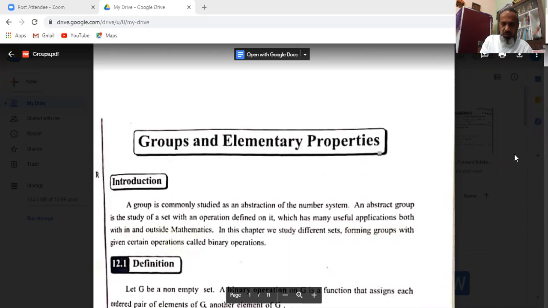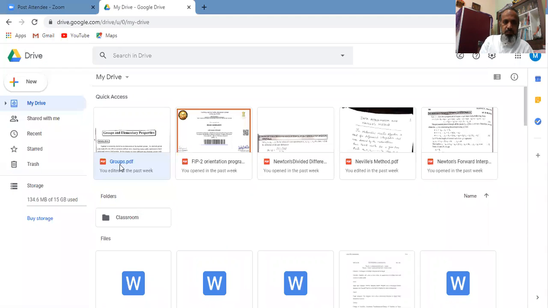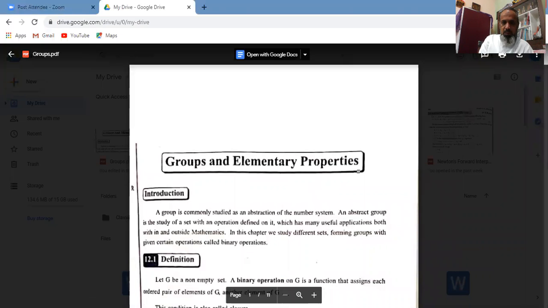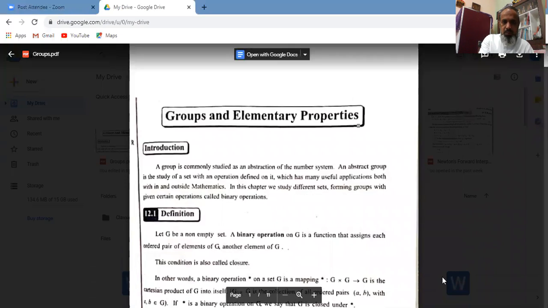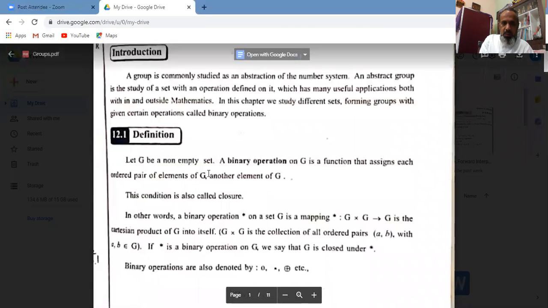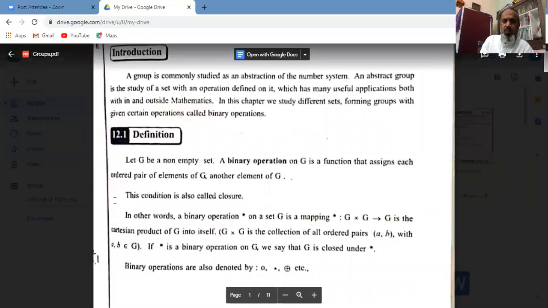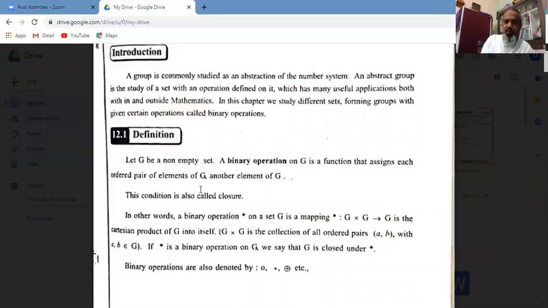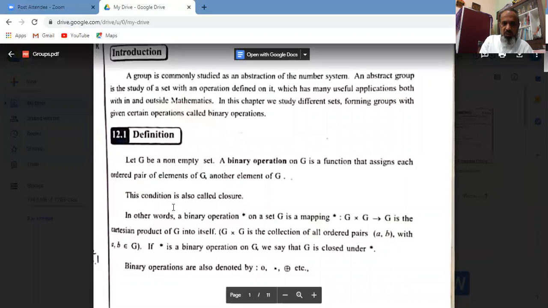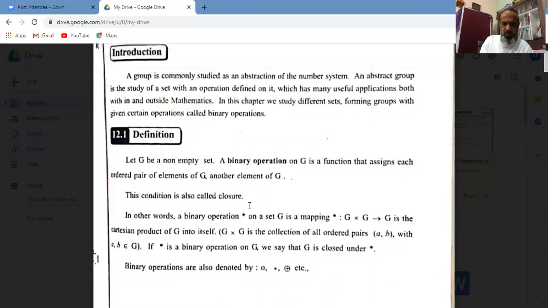So, what is the definition? Let G be a non-empty set, and a binary operation on G is a function that assigns each ordered pair of elements of G another element of G. So this condition is also called closure or closure property.